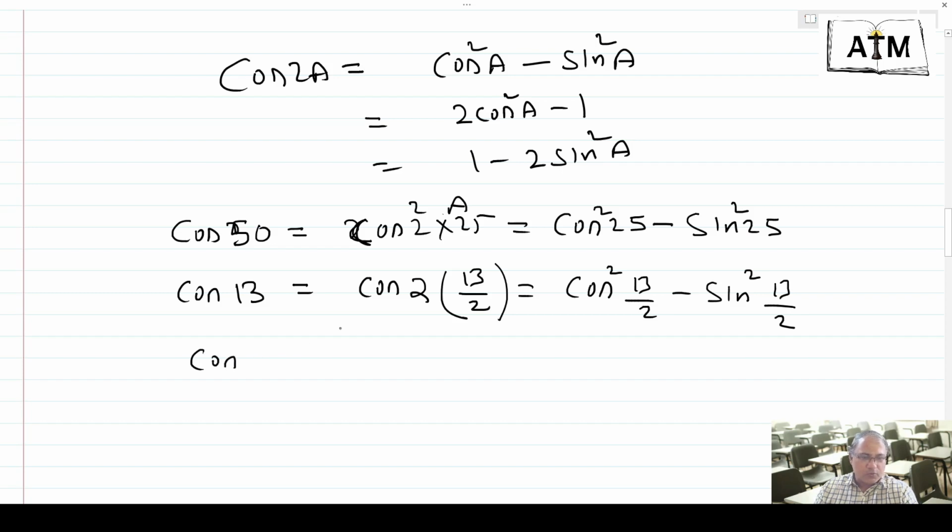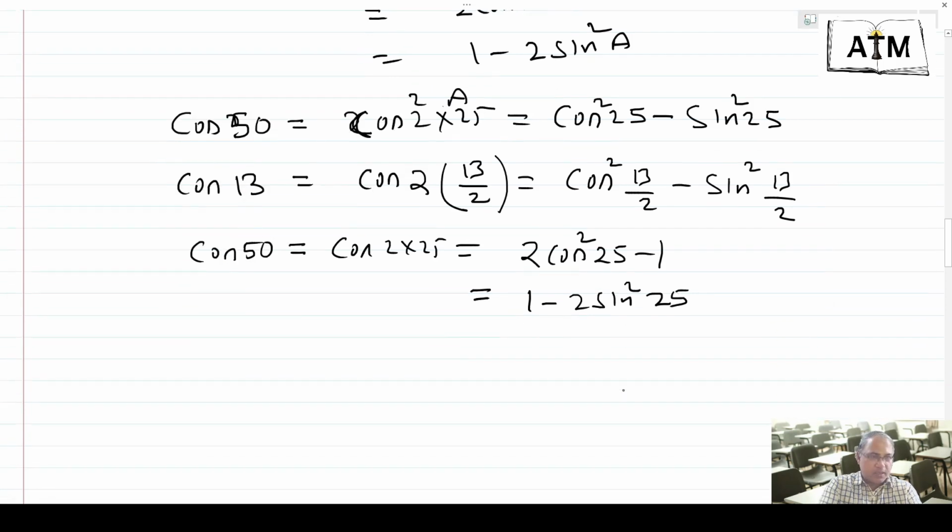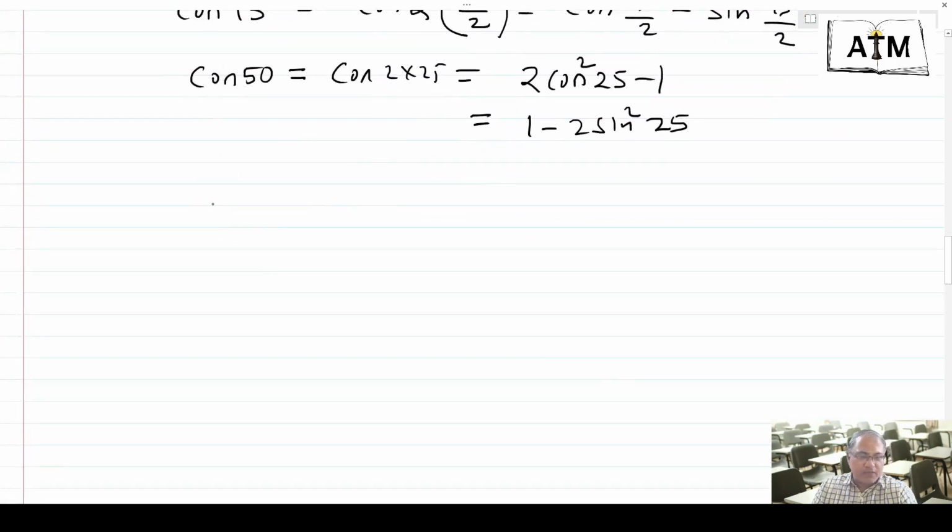And suppose you want to use the second formula, cos 50. Then cos 50 is nothing but cos 2 into 25, that is 2 cos square 25 minus 1, or it is also equal to 1 minus 2 sin square 25. I got one more idea for you.